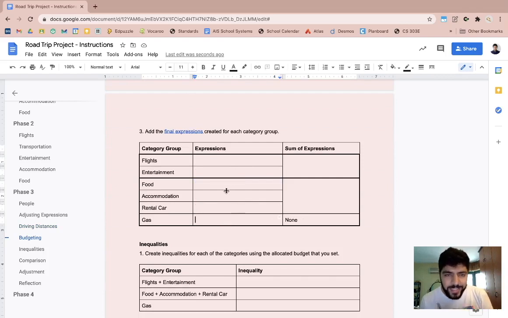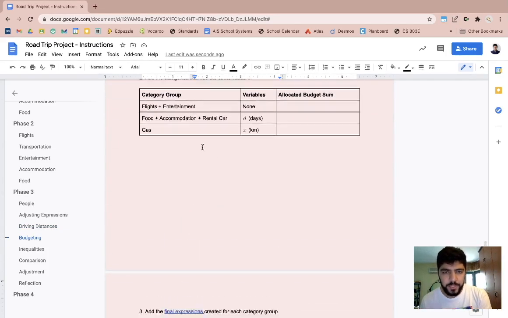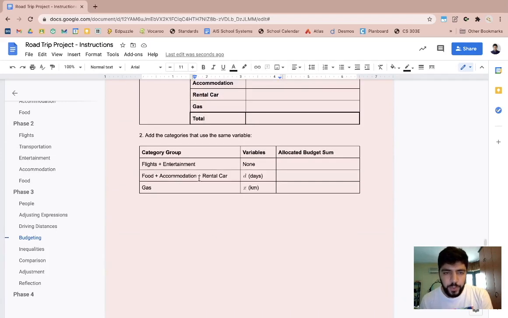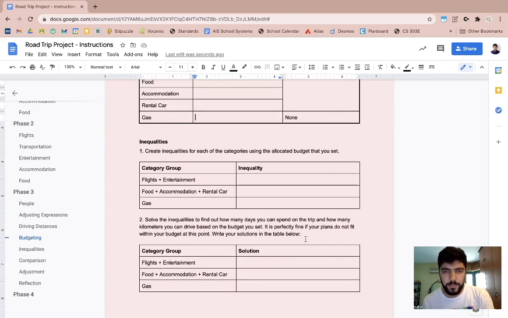And then you're going to add these expressions together based on the group. So notice how in the last table, flights and entertainment are together, which means you're going to add the expression for flights and the expression for entertainment. Food, accommodation, and the rental car are together, so each of those three expressions are going to be added together. Notice they'll have the same variable, which means that they're like terms. And once you add them together, you're going to write your result here. Okay? For gas, you don't have to add it because it's the only one, so it doesn't make sense to put in some of the expressions.